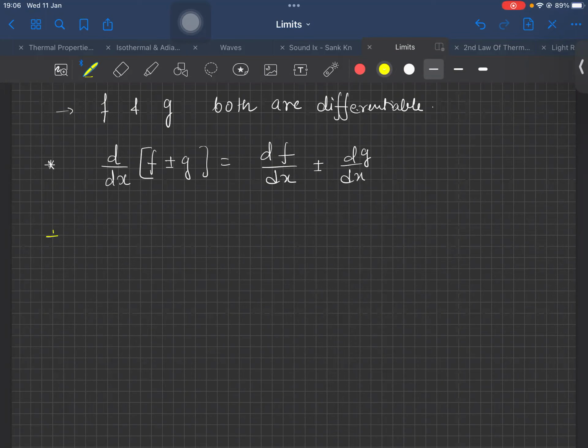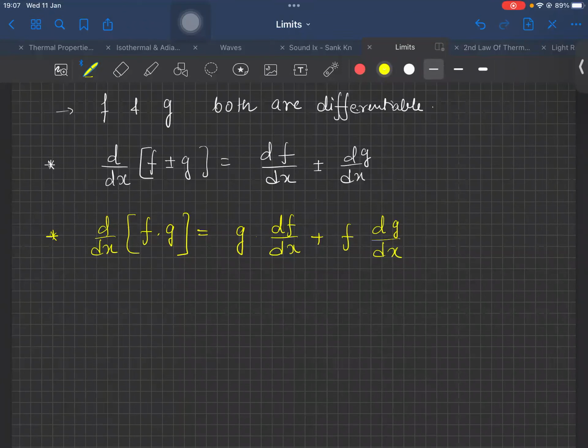Next one is your product rule. d upon dx, that means with respect to x, of f into g. For these two functions, we will write the derivative of the first function first, df upon dx, and write the second function as it is, plus the first function into the derivative of the second function.